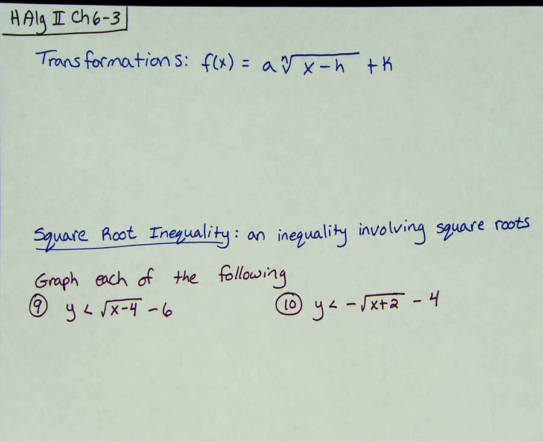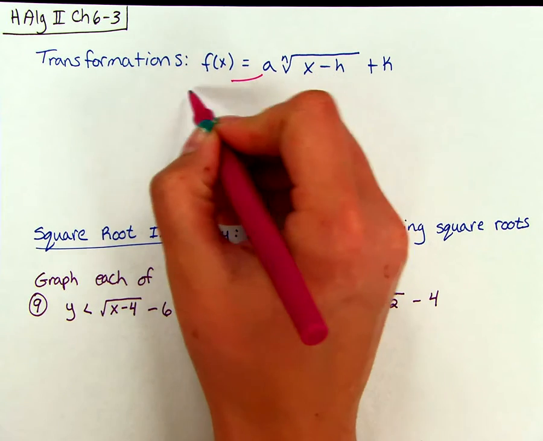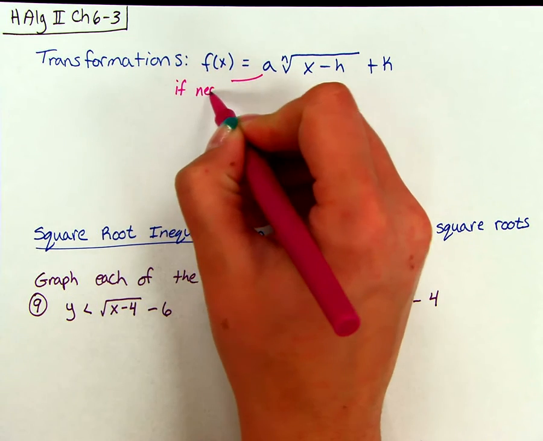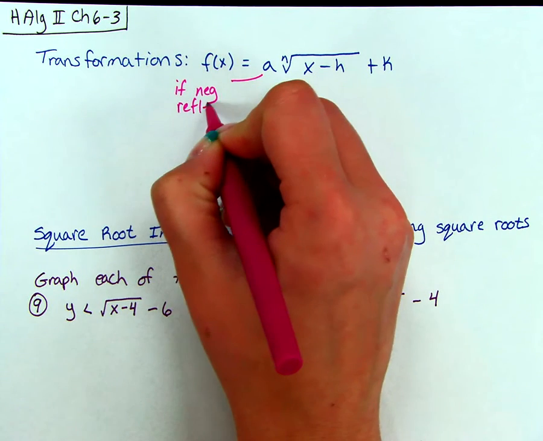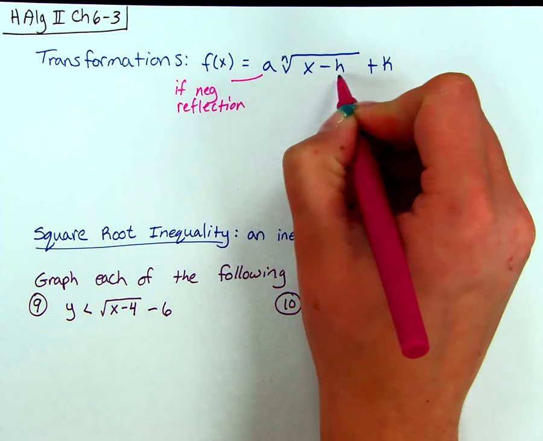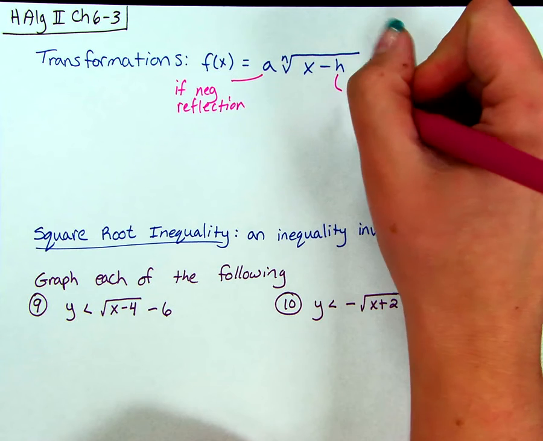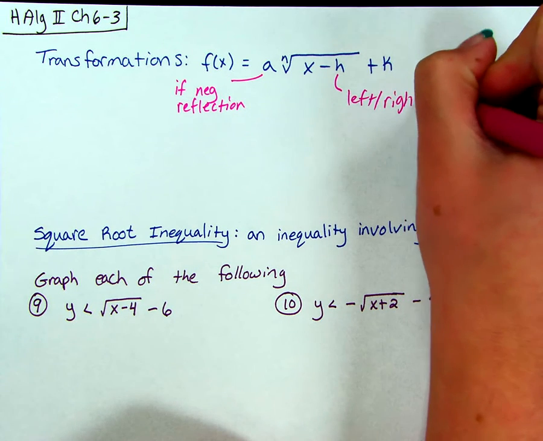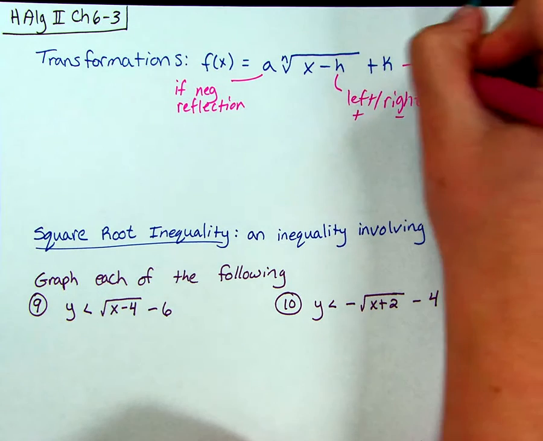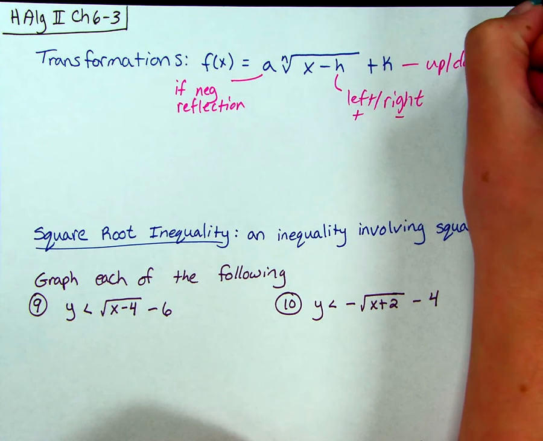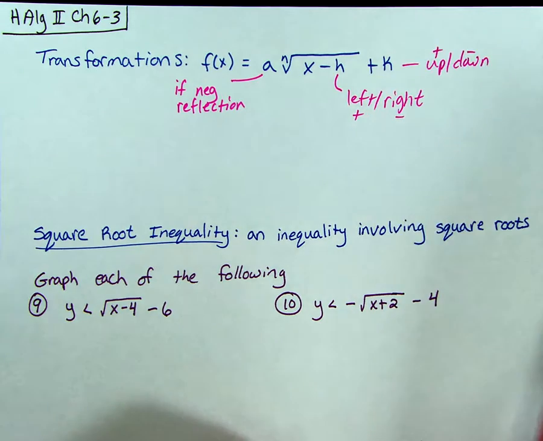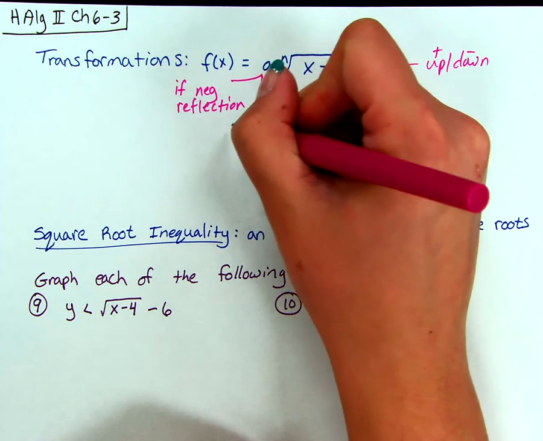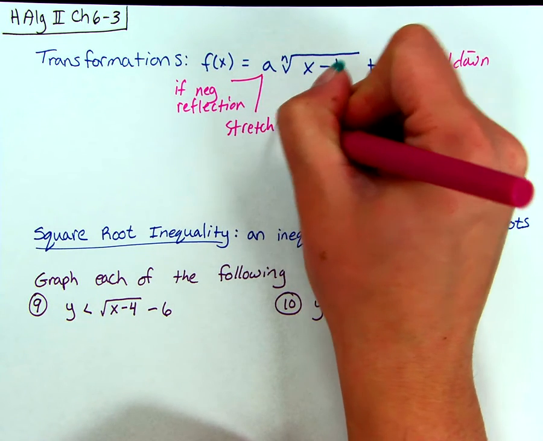All right, the next part of the lesson, we're going to talk about transformations. So none of our rules for transformations have changed. So if A is negative, it's a reflection. And if we have H here, this is going to be either left or right. So left is positive, right is negative. K is up and down. So up is positive, down is negative. Oh, and then A is also our stretch or compression.